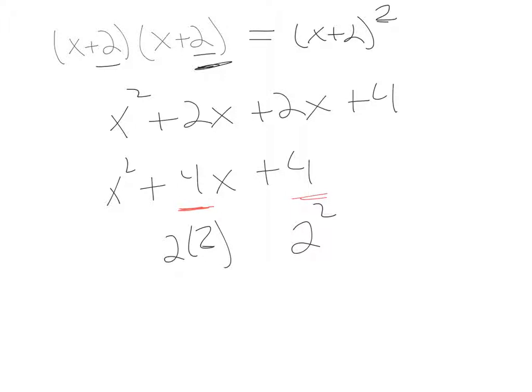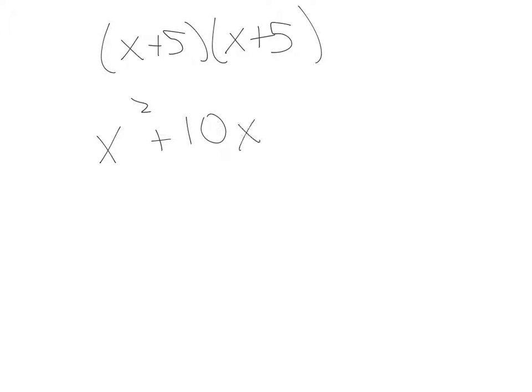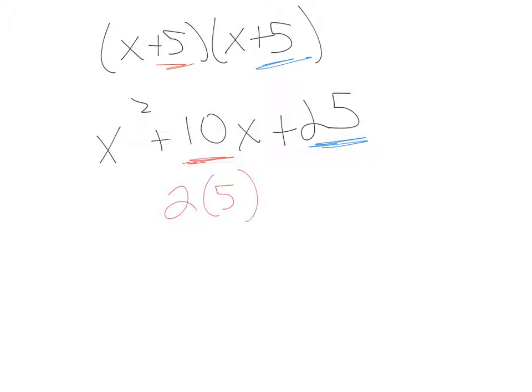So let me show you a separate example. Let's talk about x plus 5 times x plus 5. When we FOIL this out, we're going to get x squared plus 10x plus 25. Notice how 10 is just 2 times 5, and 25 is just 5 squared. That's going to be true for all perfect square trinomials, which are the result of squaring some binomial like this. And remember, we call this perfect square because we could write it as x plus 5 squared.